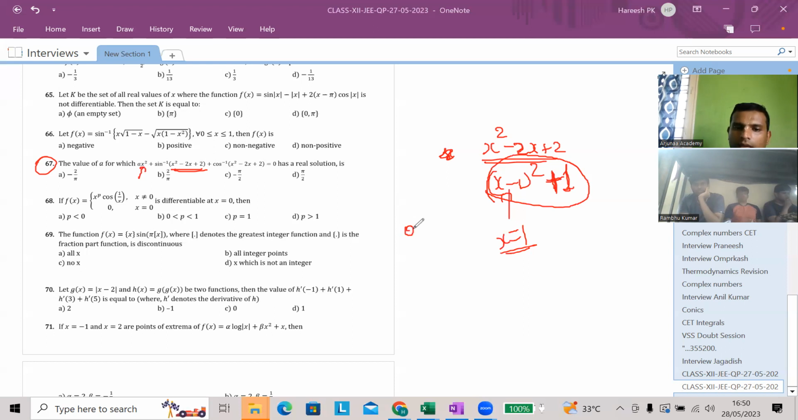So you'll get a into 1 plus, now this entire term can be written as pi/2, because it is like sin inverse x plus cos inverse x. So a plus pi/2 is 0. So a is minus pi/2.